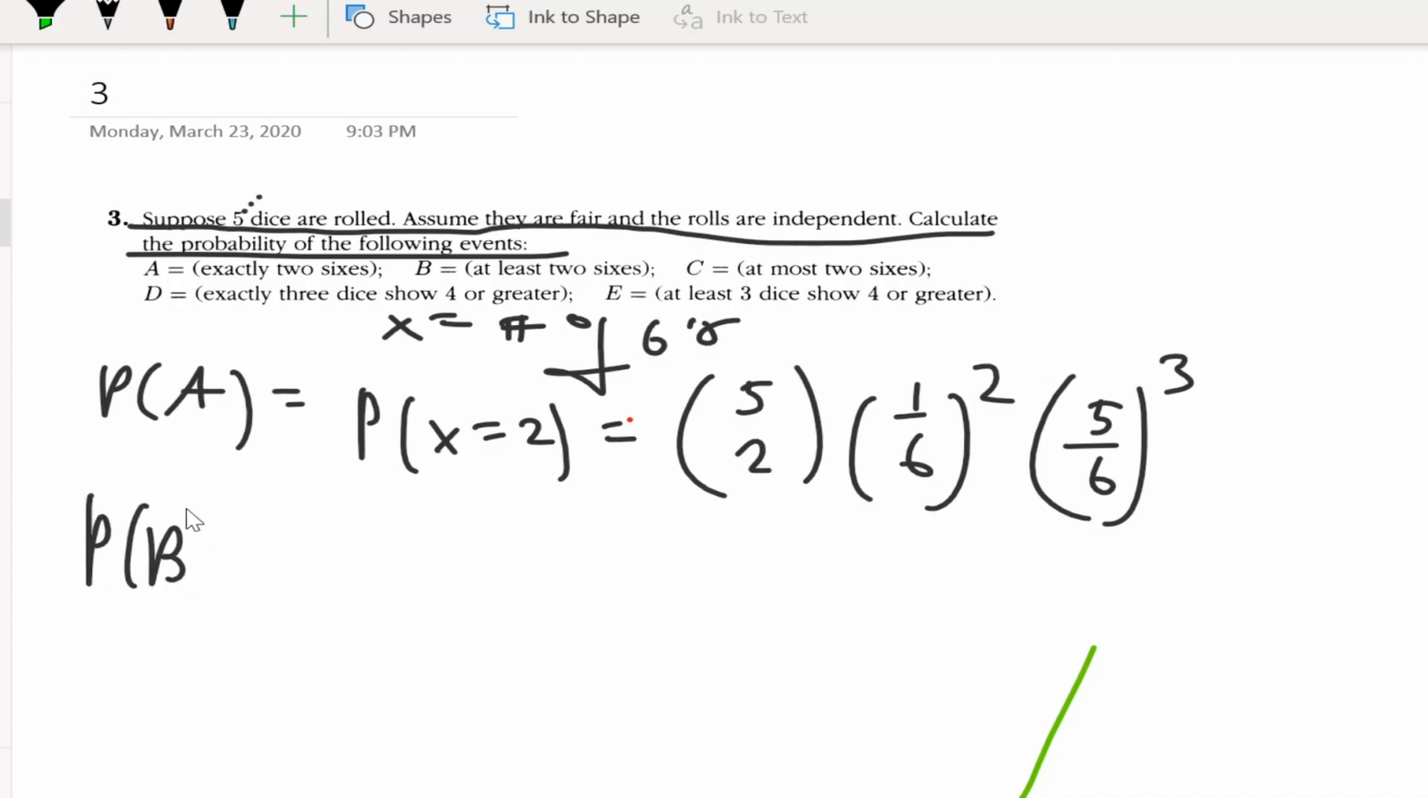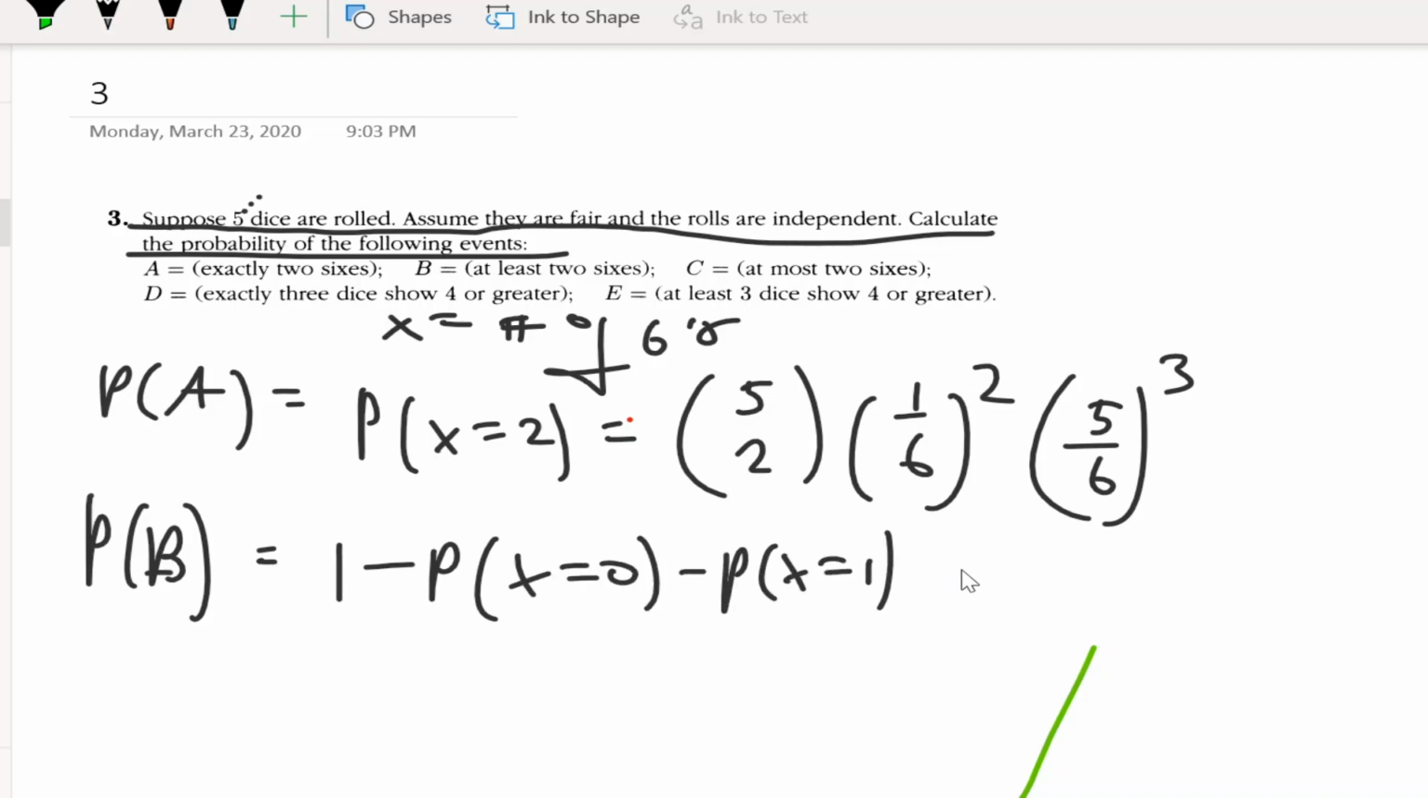Let's do P of B. At least 2 sixes. So I think a good way to do this is 1 minus P of X equals 0, minus P of X equals 1. So it's basically anything except where X equals 0 or X equals 1. It excludes any realities where you roll only 0 sixes or 1 six, but it includes whether you roll 2 sixes, 3 sixes, 4 sixes, or 5 sixes out of the 5 total dice rolled.